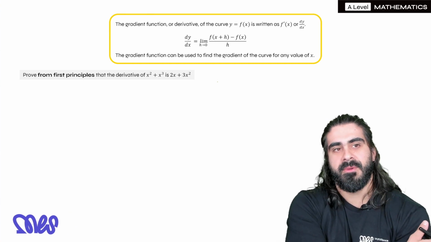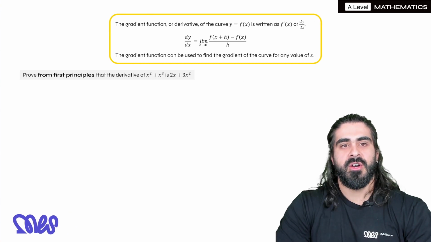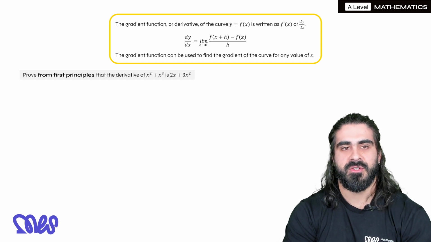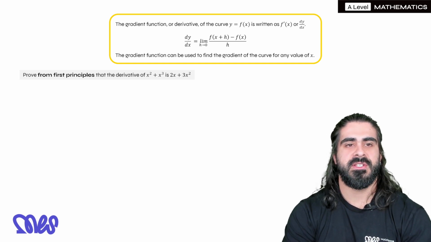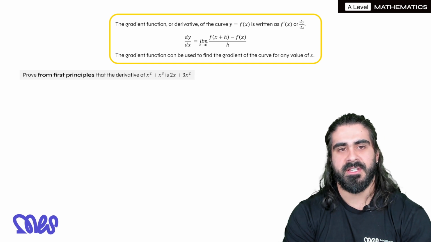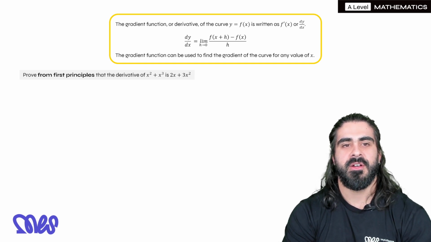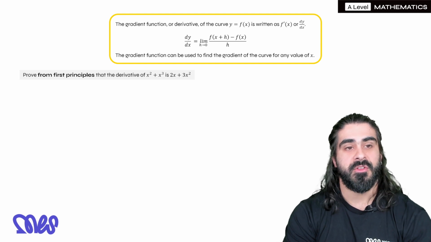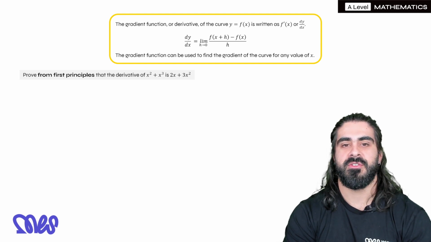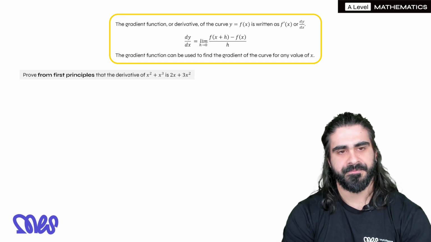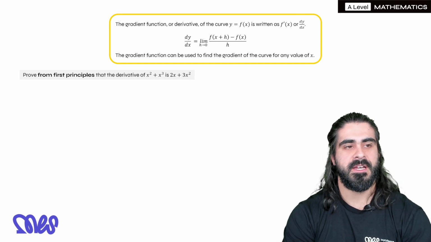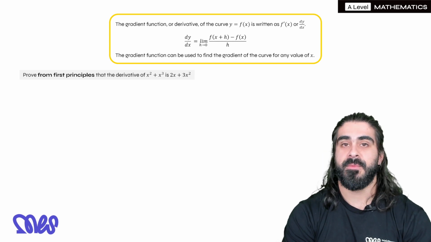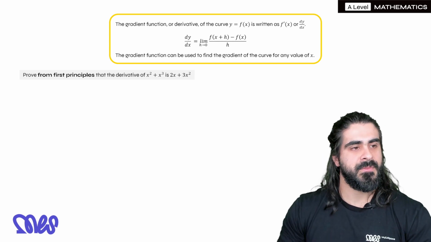Something you guys need to remember. The gradient function or derivative of the curve y equals f of x is written as f dash x or dy by dx. And then you could say dy by dx or f dash x is the limit as h tends to 0 of f of x plus h minus f of x all over h. Now the gradient function can be used to find the gradient of the curve for any value of x. The beauty of this formula is we don't need to draw any graphs anymore. You just need to know what the first principles formula is.